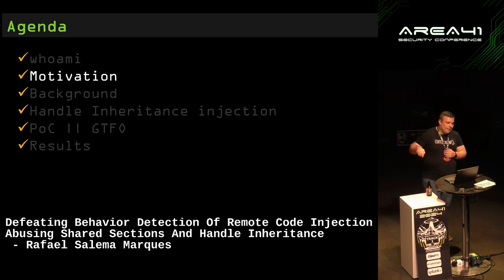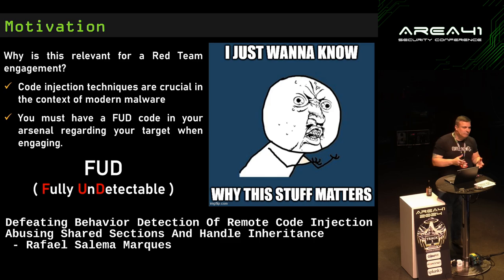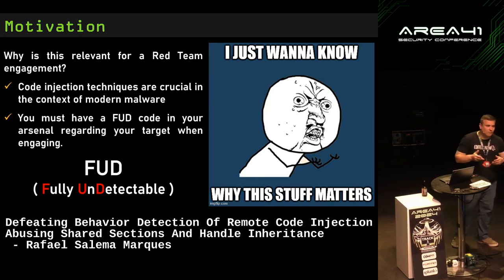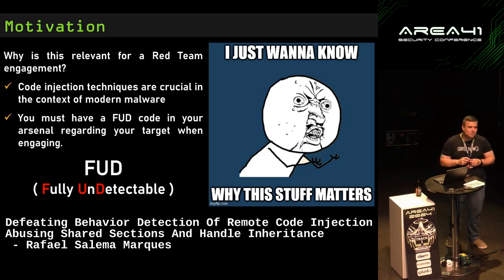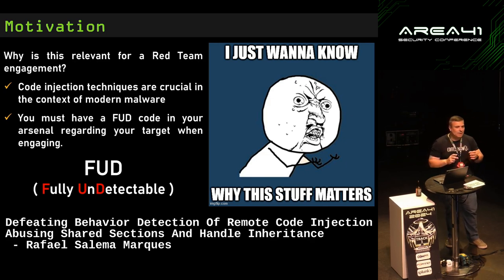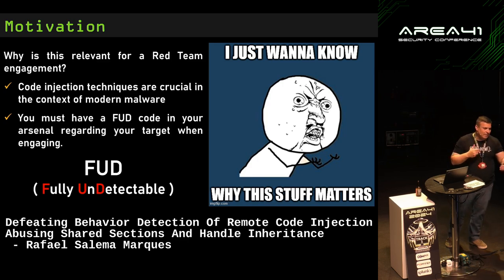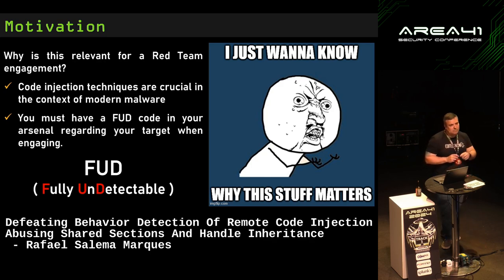So why does this stuff matter? Why is the technique I'm going to show you relevant? Because code injection is important in modern malware techniques. In the context of modern malware, it's a big deal, but you can't be detected. So you have to have new techniques or variations of techniques in order to not be detected. Somebody says, my malware is fully undetectable. Well, for what? It's important to know. Eventually, my malware can't be detected in the environment I'm testing, I'm engaging. This is a good point to think about.